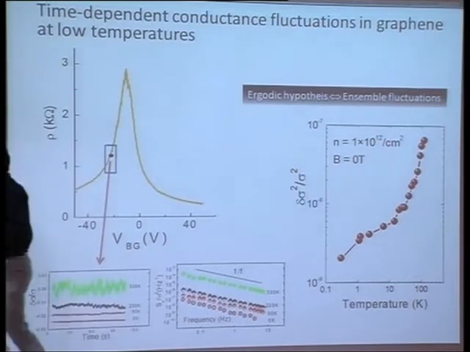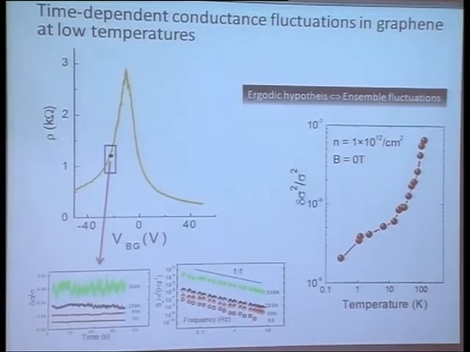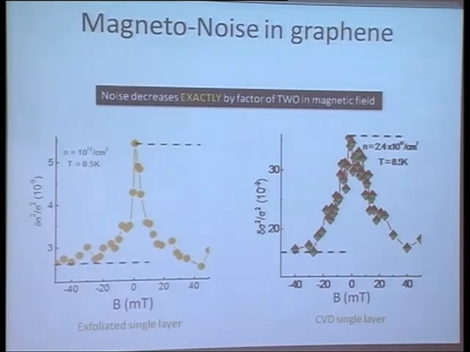What universal conductance fluctuation says is that if you have a fluctuating disorder potential, even that would lead to fluctuation in the conductivity or resistance. Using the ergodic hypothesis, different ensembles are realized at different times. To prove that for sure, you measure what is called magnetonoise. You apply a small, tiny magnetic field and see how the fluctuation behaves. This is a generic way of checking whether your noise comes from universal conductance fluctuations: you apply a magnetic field of a few millitesla and the noise comes down exactly by a factor of 2.